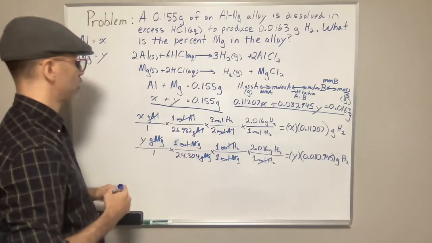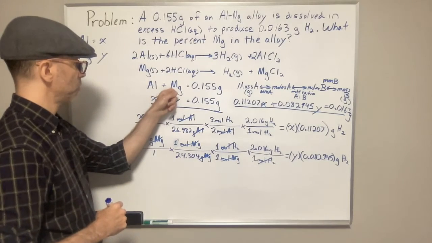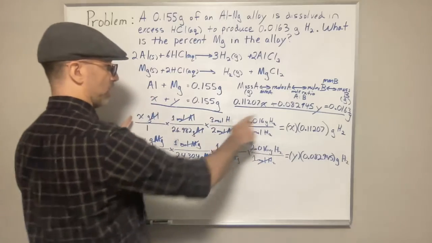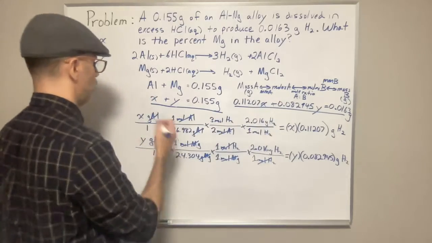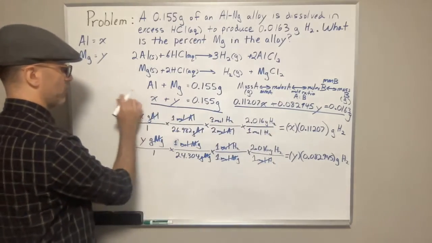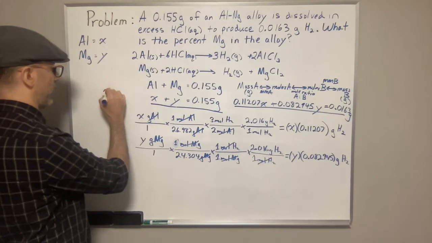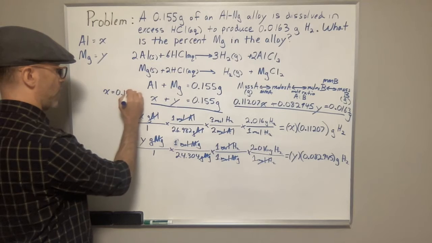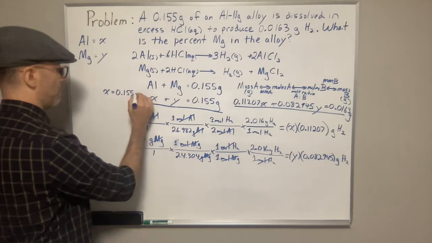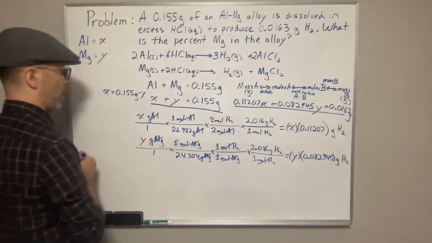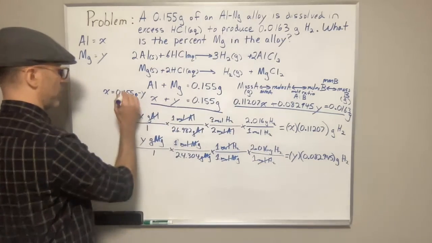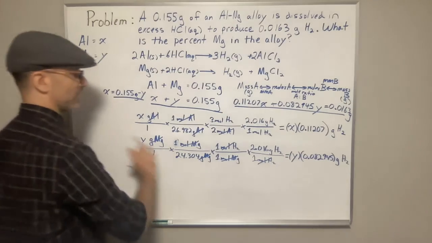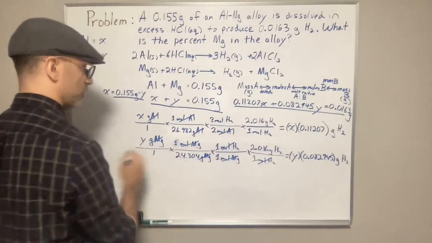All I need to do, we're interested in magnesium. So if we solve this for aluminum and plug it into this equation, we'll solve it for X. So that means that X is equal to 0.155 grams minus Y. So we put Y on the other side. Now I can take this and plug it in for X into the other equation. So let's go ahead and do that.